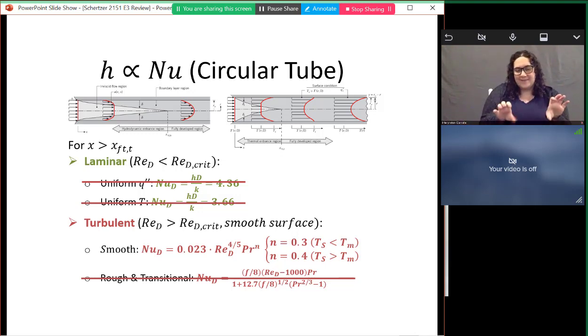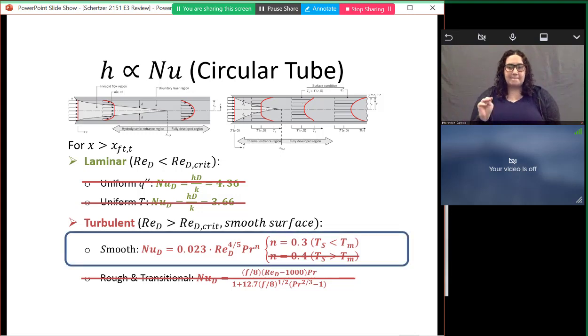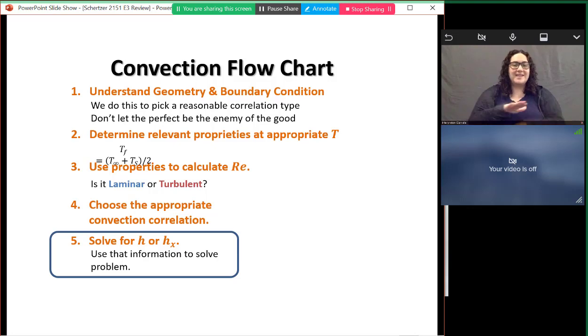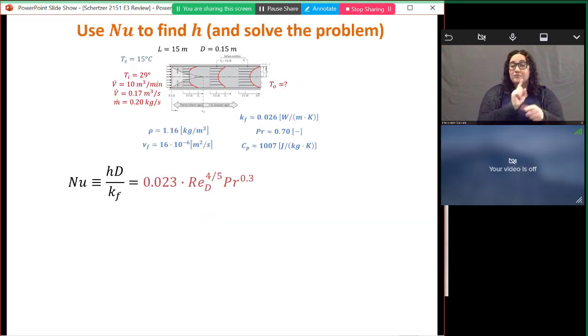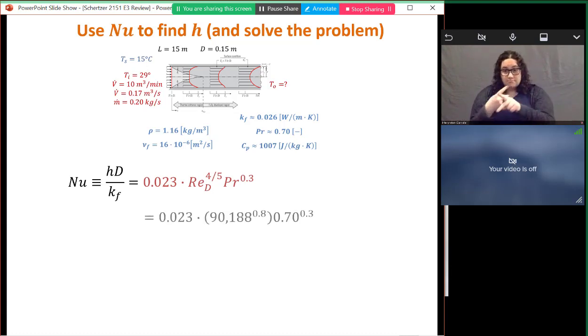In this case, because I have hot air moving through a cold pipe, my surface temperature is less than my fluid temperature. So Ts is less than Tm. So I know that the exponent here is not 0.4, it's 0.3. So now I have a Nusselt number correlation. And with this Nusselt number correlation, I can solve for the heat transfer coefficient. I use the Nusselt number correlation I have, along with the definition for the Nusselt number, h times the characteristic dimension divided by k of the fluid.